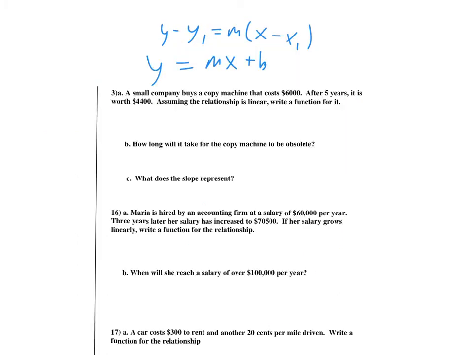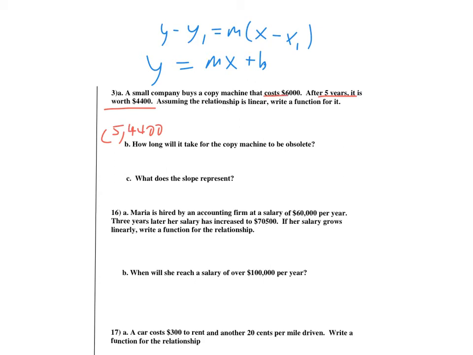All right, so let's continue on with this next page. And so I just did a little quick reminder of our two forms of the equation there. So we'll start off here with number 3. It says a small company buys a copy machine that costs $6,000. After 5 years, it's worth $4,400. So I think actually this piece of information is more clear that that's a point. And so remember, that's one of our clues that we're looking for. So I'd say that point is 5, 4,400. And it doesn't say how much it's decreasing by every year.